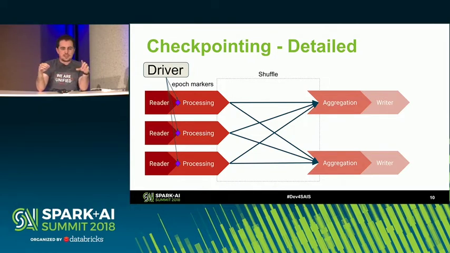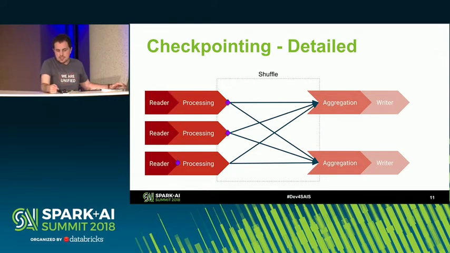So one task that's reading from a remote data source is not necessarily one task that's writing out to somewhere else. So there's a bit of work that has to go into how we make this work with a shuffle. What we do is basically the driver injects the marker at each of the readers. The marker flows through all the other processing that happens in the reader task, and then it goes through the shuffle and gets to the other side.